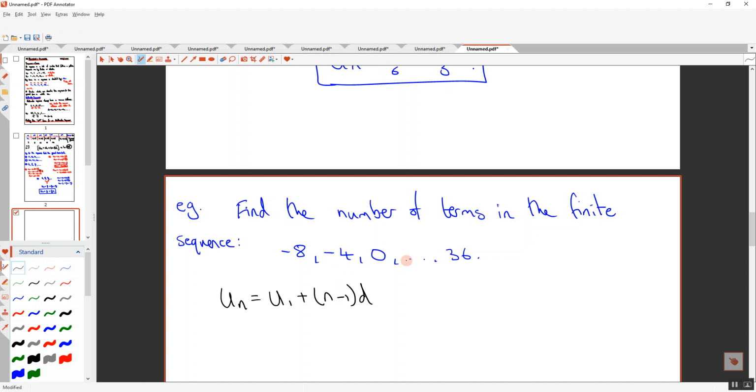We want to find out what n is, not the last term. N is like what? No, I know what n is. We're looking for n and we're looking for the last term. Yes, but n isn't the last term. But right now, in this sequence, it's finite.